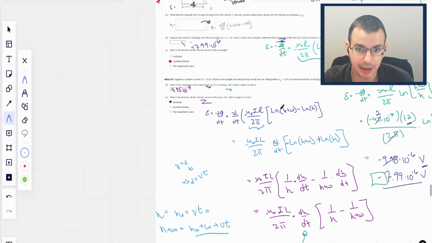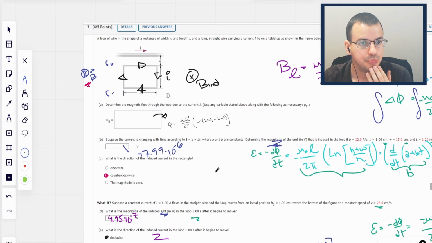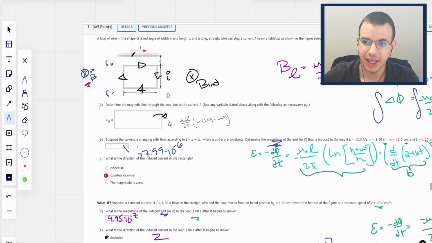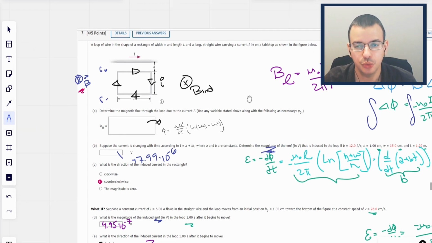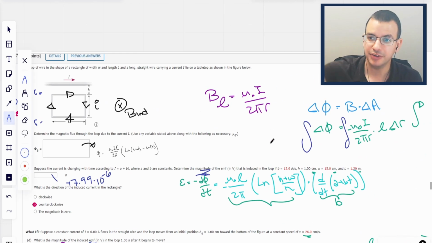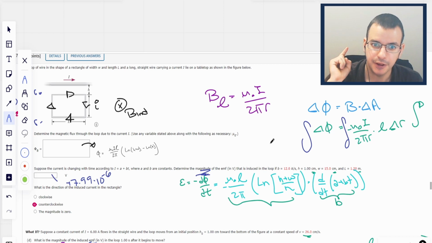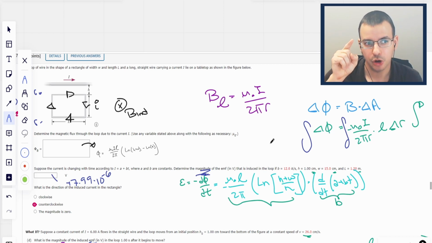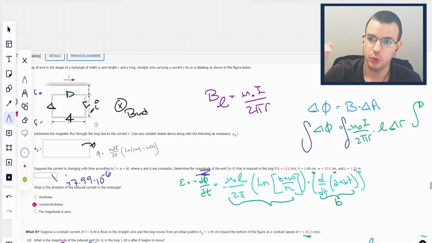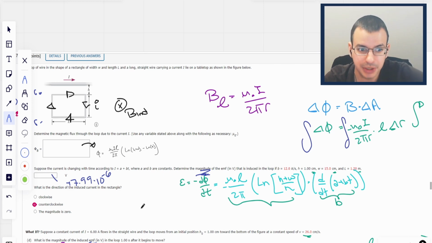So to recap what we did here, we had a loop of wire and a current running through a long straight wire. We used the formula mu naught I over 2 pi r to find the magnetic field produced by the long straight current-carrying wire within the loop. And since the loop has a different radius, and the magnetic field in this case is dependent on radius, we had to use an integral to find out what the actual flux would be.